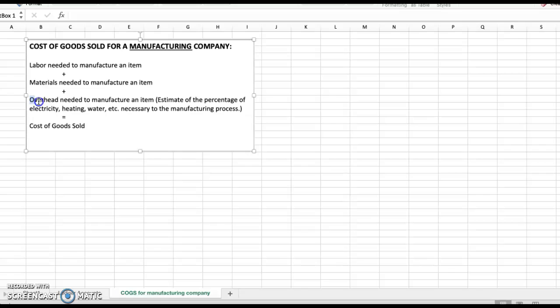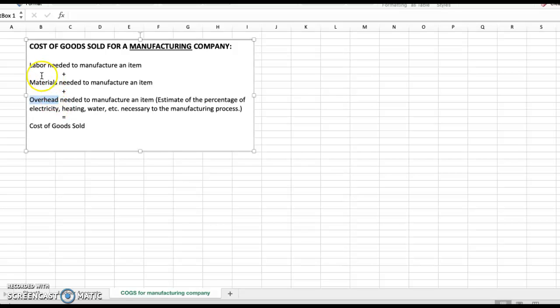And the third thing is overhead. Overhead deals with things like electricity, heating, water, etc. Direct things that are needed in the manufacturing process. Usually it's a percentage of the total. So we have electricity bills not only for the factory but also for the administrative offices. So we have to get a percentage of those overhead costs that go into the manufacturing process.